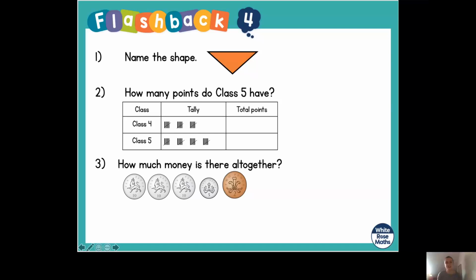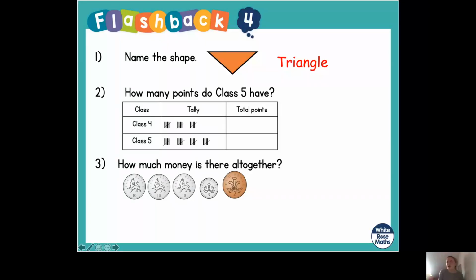Okay, Year 2, so let's go through the answers together. Well, number 1, we need to name the shape. Now, what shape was this? Oh, yes, look, it's upside down, but it's still a triangle, isn't it? So well done if you managed to spot that, even though it was upside down.